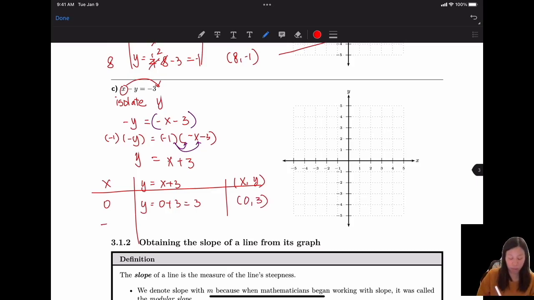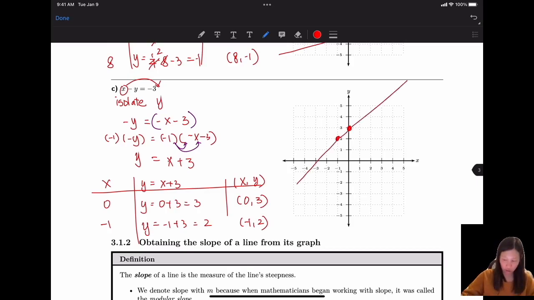Second number, let's pick -1. y equals -1 plus 3 equals 2. So I have -1 and 2. Now we plot it. We have 0 and 3. The second one is -1 and 2. Now we can connect these two dots together.